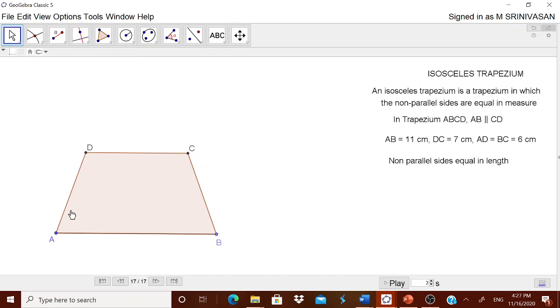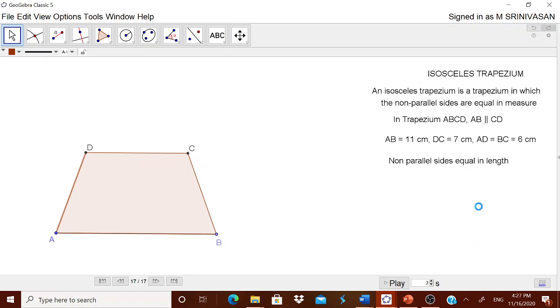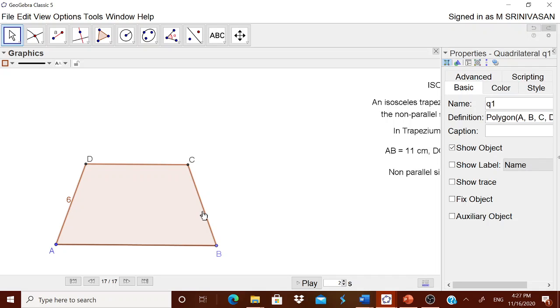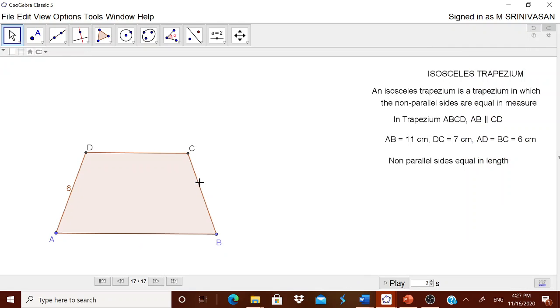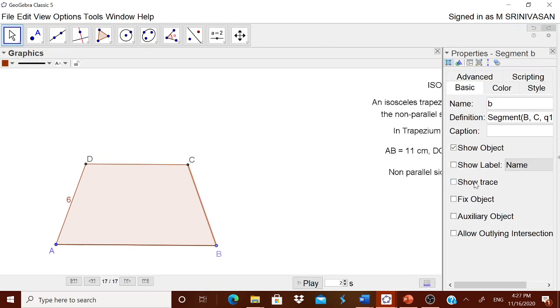Escape. Select this AD, right click, go to this object property. In that object property, you show its value 6. Again, carefully touch it. I think the polygon is selected. Escape. Polygon should not be selected. You have to select only this segment. Segment is selected. Go to the object properties and then go for its value. Now both are coming as 6 and 6.